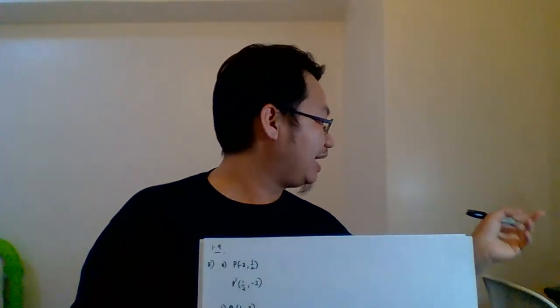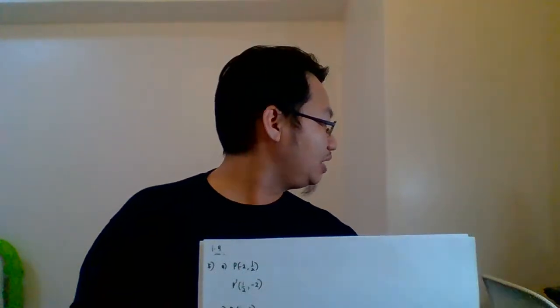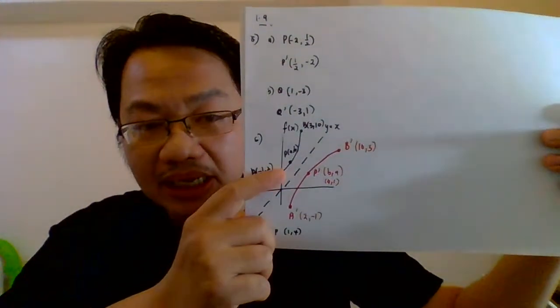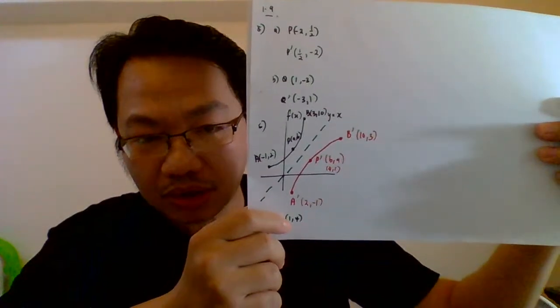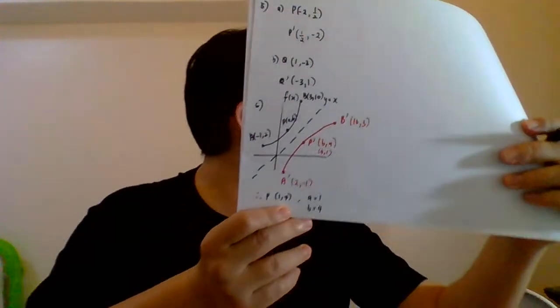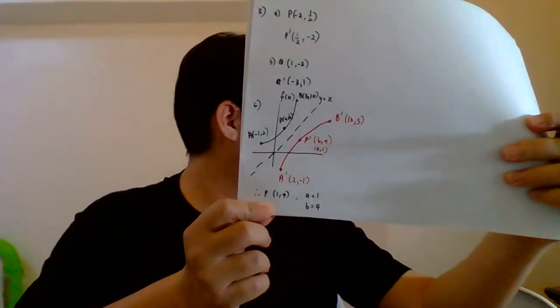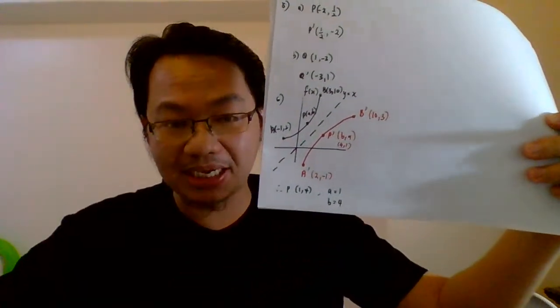Then he asks us to find A and B, right? A and B. So the value of the point P is (1, 4). That means we can make a conclusion: A equals 1, B equals 4. Okay, this is the conclusion. We are not talking about coordinates. We are talking about the value of A and B.